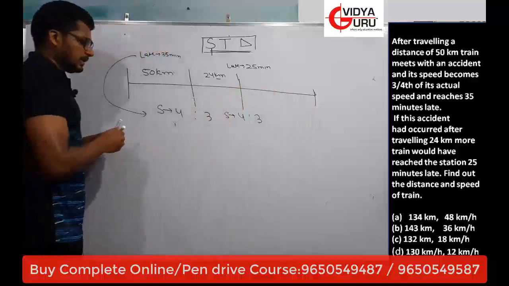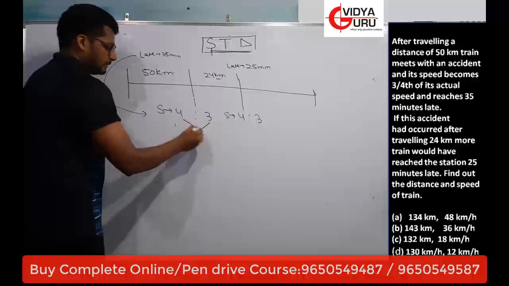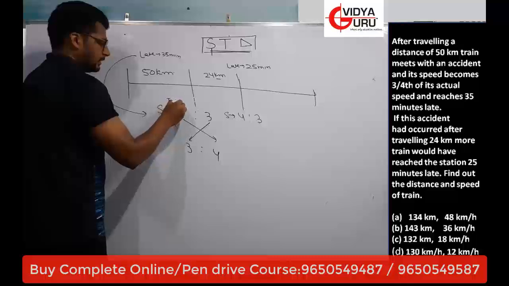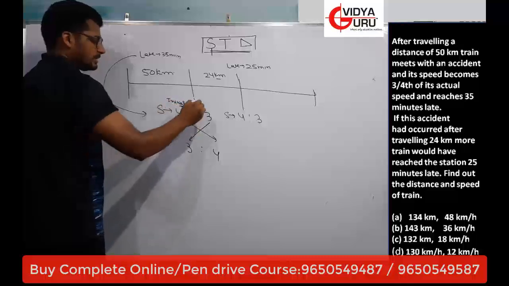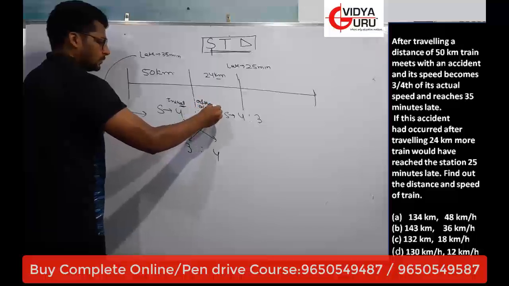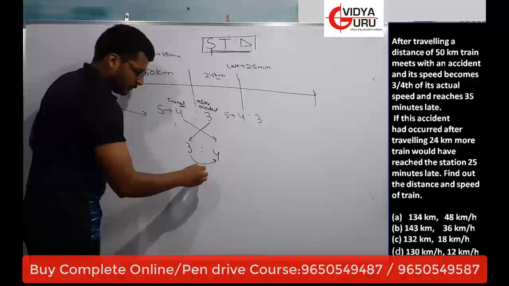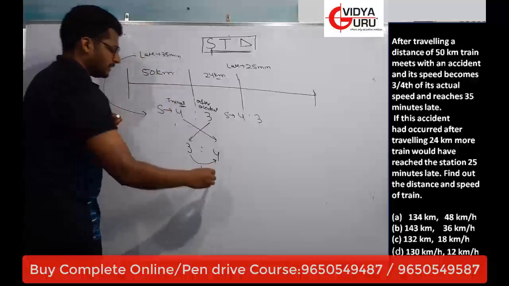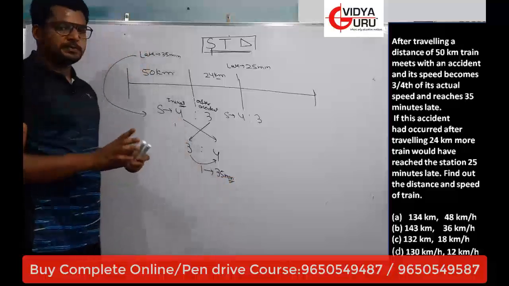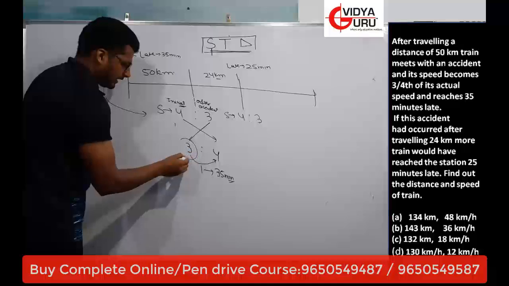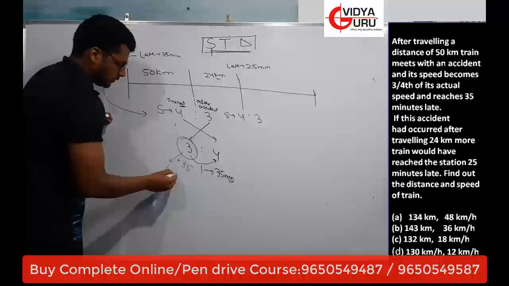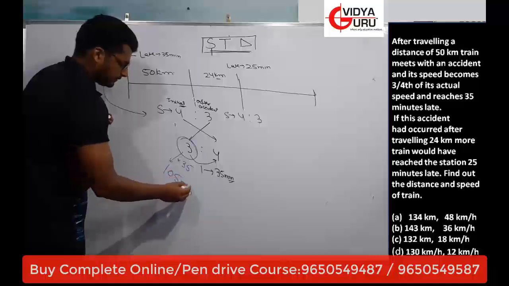Earlier also this distance was left to be covered, and now also the train will cover this distance. So the distance is constant. What is the ratio of time then? 3/4. This is the initial speed and initial time, and this is after the accident. So the train is late by how much time? 1. But the value of 1 is given as 35 minutes. If the train was moving with the initial speed, what time would it have taken? 3. The value of 3 will be 35 times 3, which is 105 minutes.